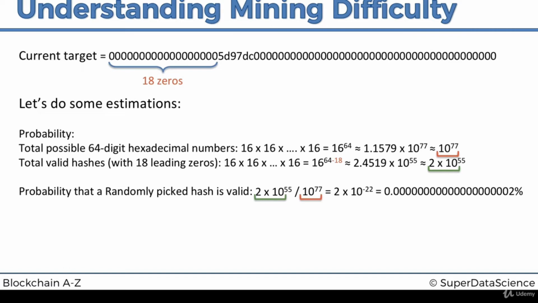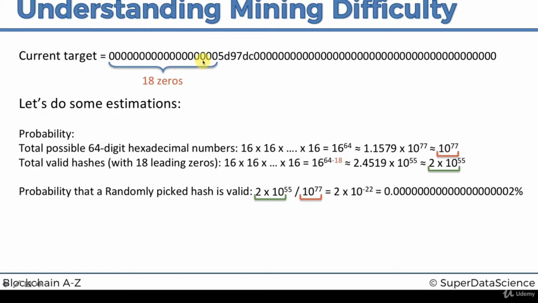So no surprise that those machines are working and working and working, because the probability that any given nonce is going to generate a valid hash, and therefore that miner is going to be allowed to create the block, is so low, is tiny. That's the problem, and that's with the current difficulty.